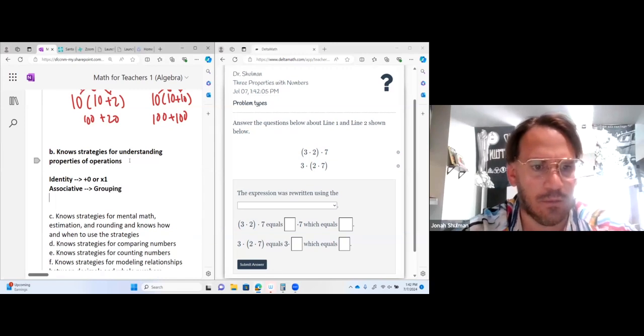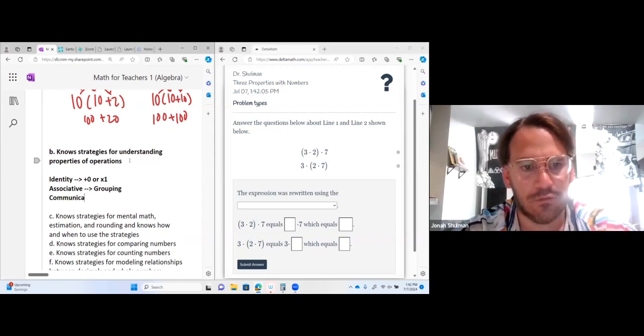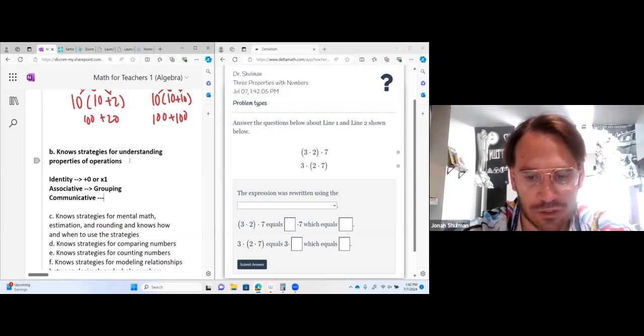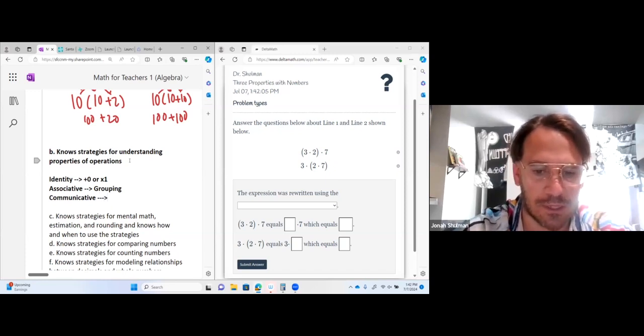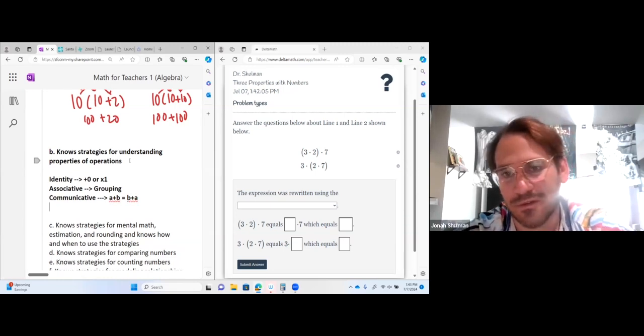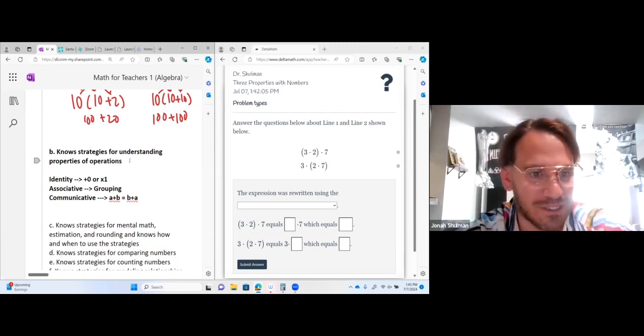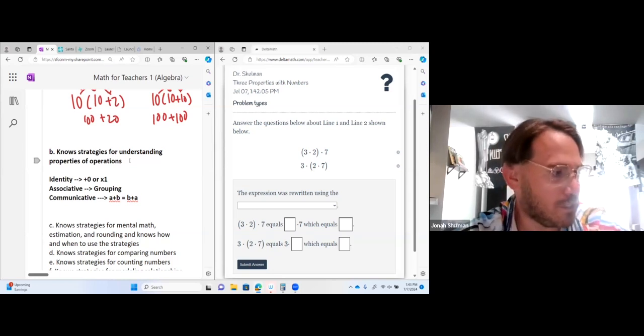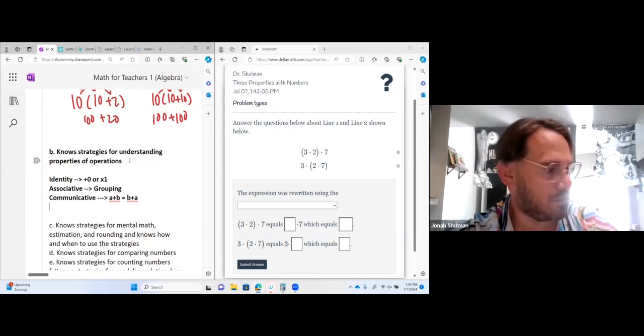It's grouping. Then we have the commutative property, like you talk to each other, like you communicate. So basically that's A plus B equals B plus A. That's commutative. It doesn't work for division or subtraction, as you can see. We also need to do a couple more of these, a couple other ones to get there.